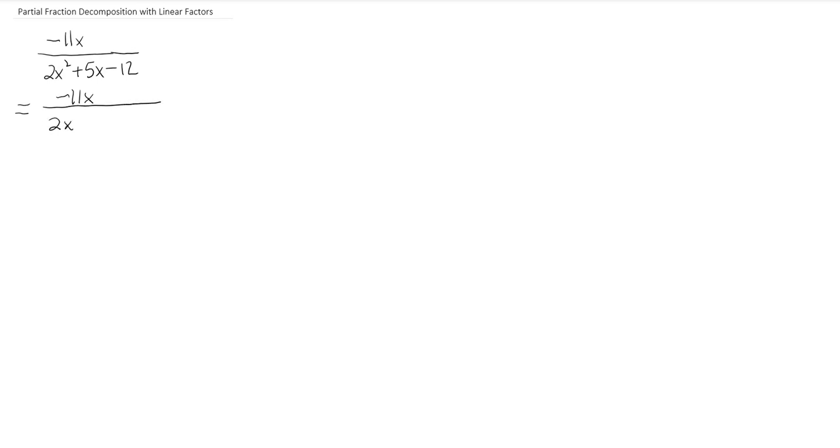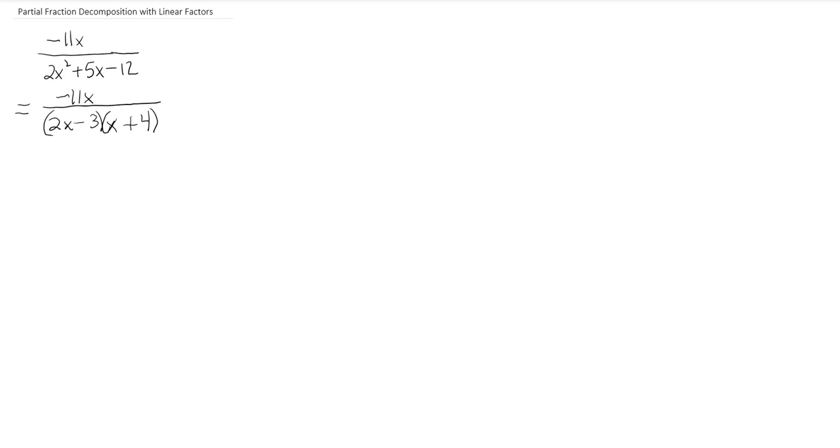So let's try 2x and x. And we need factors of 12 that will help us make 5. Let's try a 4 here and a 3 here. We need to add 8x and then take away 3x, and that checks. That's in good shape.